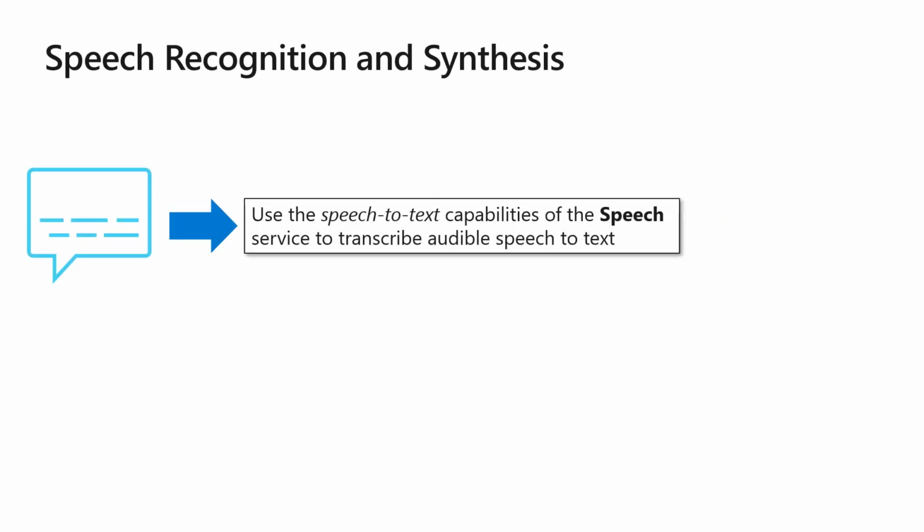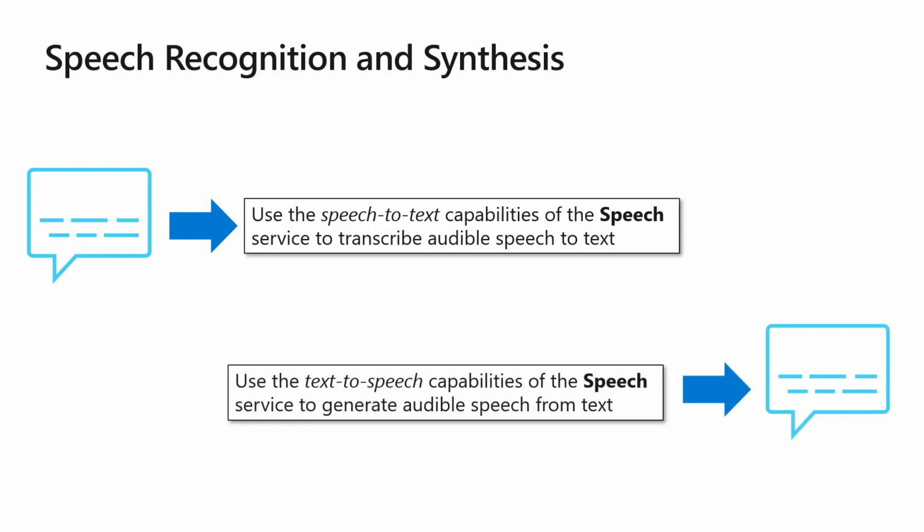Now the speech service provides a speech-to-text API that you can use to implement text recognition. So the service supports text transcription for more than 60 languages of speech. And conversely, you can use the text-to-speech API that will synthesize audible speech from text, and it will give you the option to specify regionally appropriate voices with human-like pronunciation.